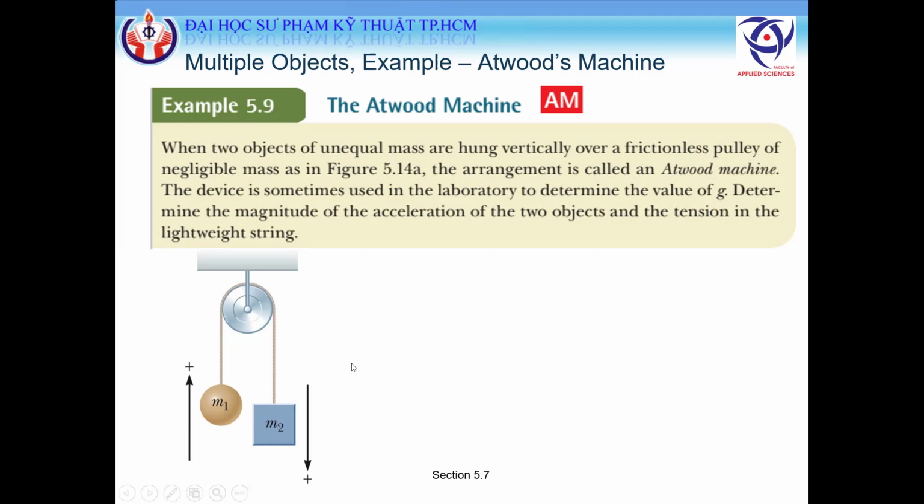Now let's try to solve the problem. We have the assumption here that M1 moves up and M2 moves down, right? So first of all, what we need is to draw the diagram for the M1 and M2 objects.